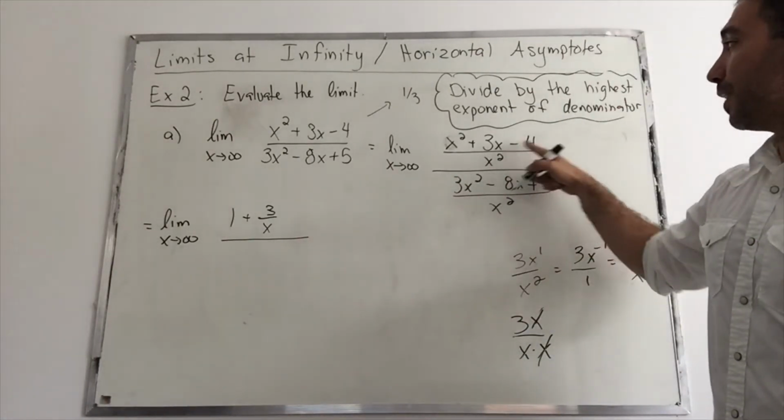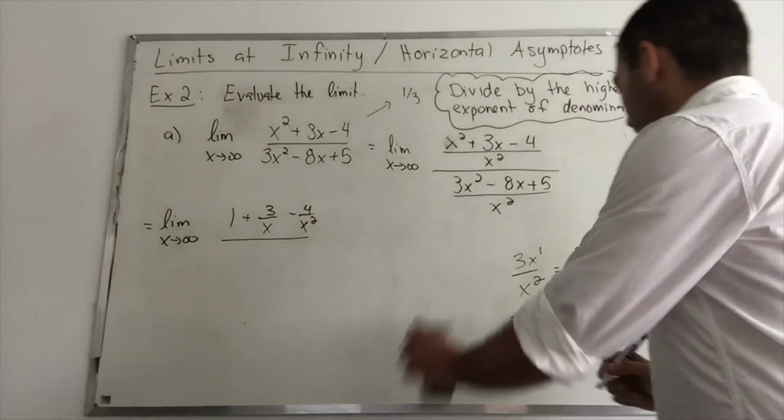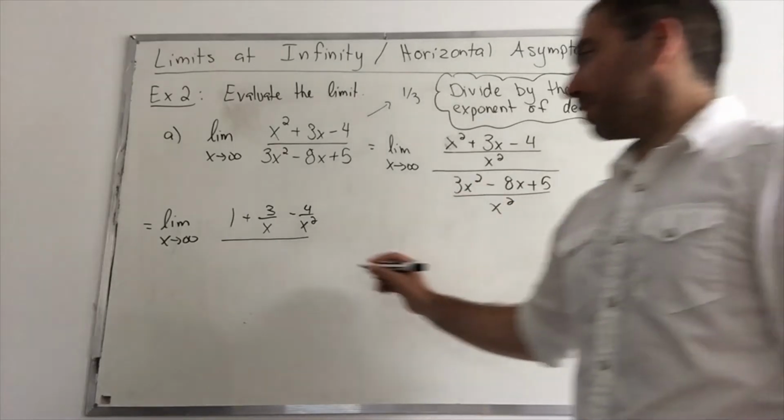Same argument over here, we have negative 4 over x squared. That stays the same, negative 4 over x squared. And now we do the same on the bottom. Okay, so 3x squared over x squared is 3.